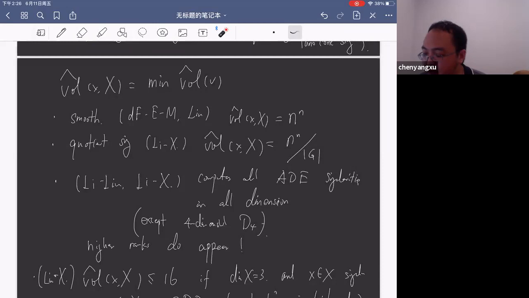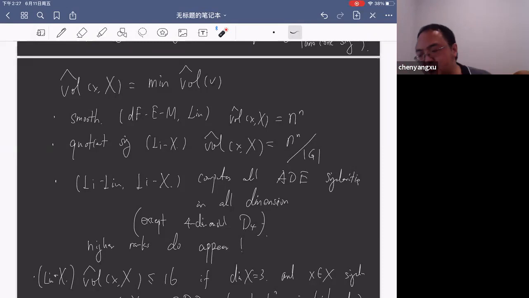you can easily say that the valuation which computes the minimizer is precisely the descent of the standard valuation onto your quotient singularity. Because you know the standard valuation gives you the smooth point, a cone over P^(n-1). Of course, P^(n-1) is K-stable. And now this picture will just descend your singularity to the cone over P^(n-1) quotient by some group.